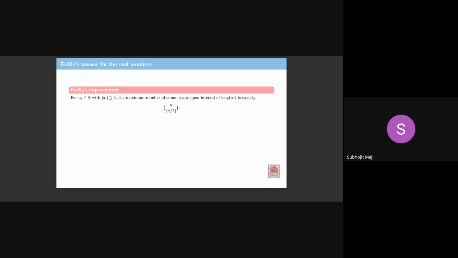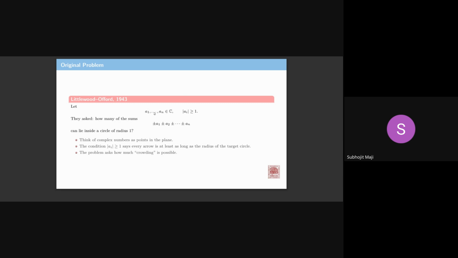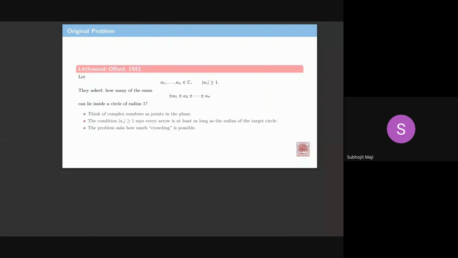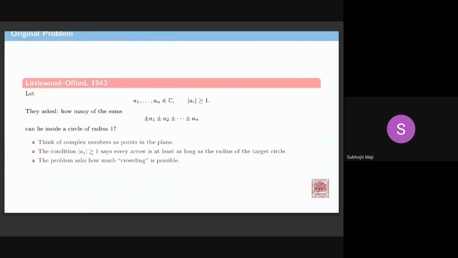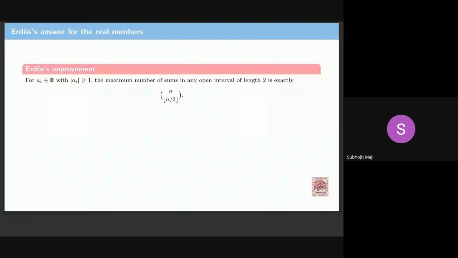So why is it exactly this? What Erdős did is he formulated this question back to real numbers. So how does this question formulate back to real numbers? a_1 to a_n are all reals, obviously, with mod of a_i greater than 1. And then he asks how many of these sums can lie inside an interval of length 2, not a circle of radius 2, because you won't get a circle in a real line, right? So he asked what is the probability that it lies in an interval of length 2.